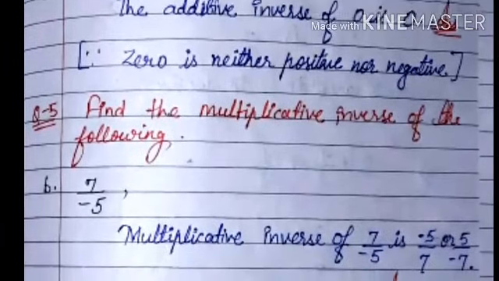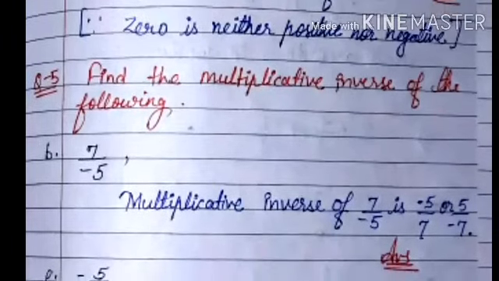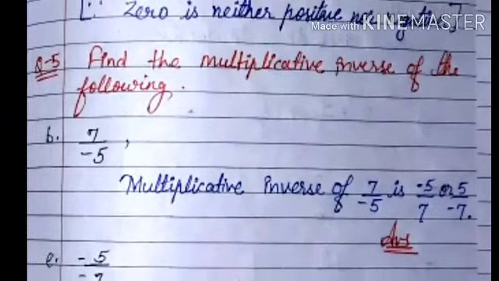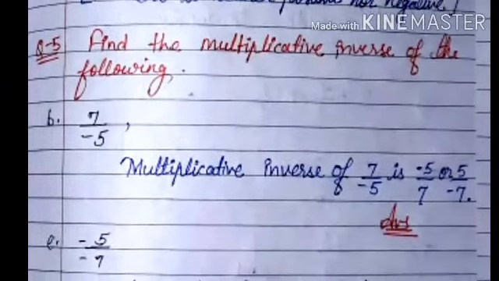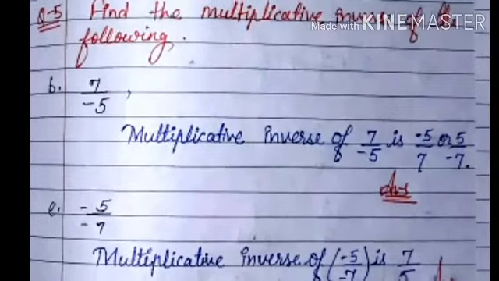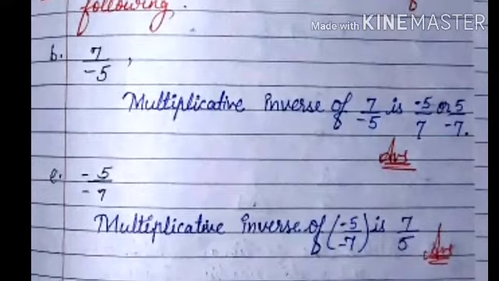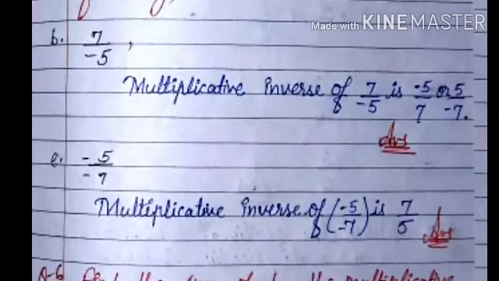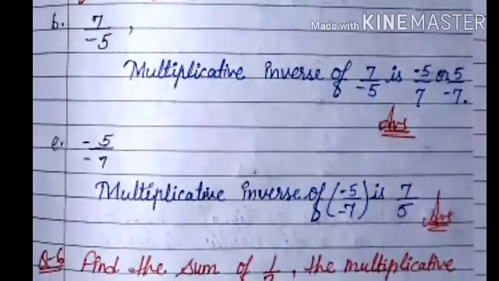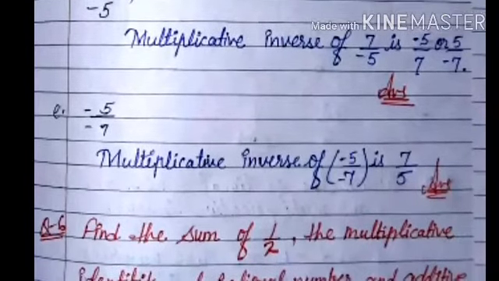The next question, number 5, is find the multiplicative inverse of the following. As I have already told you, we have to find another number such that the multiplication is equal to 1. So the multiplicative inverse of 7 upon minus 5 is minus 5 upon 7. For the next question, we will just interchange the numerator and denominator. So the multiplicative inverse of minus 5 upon 7 is 7 upon 5.